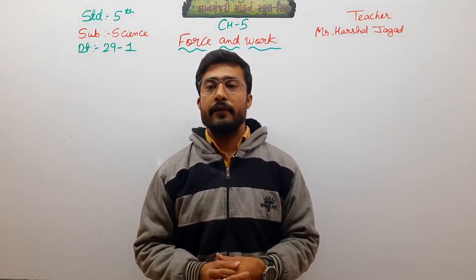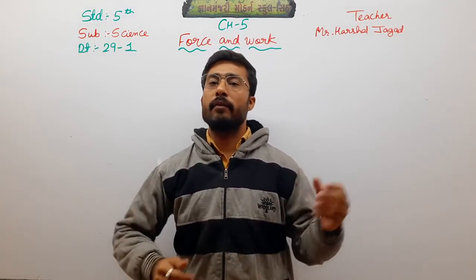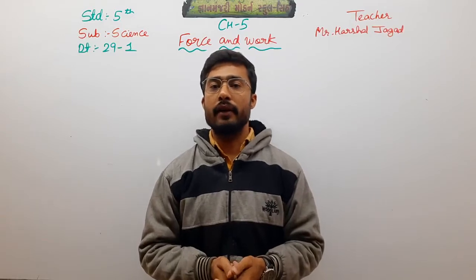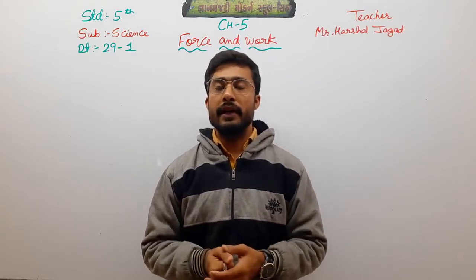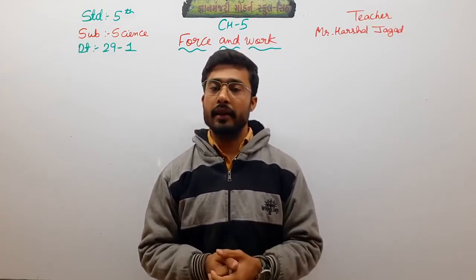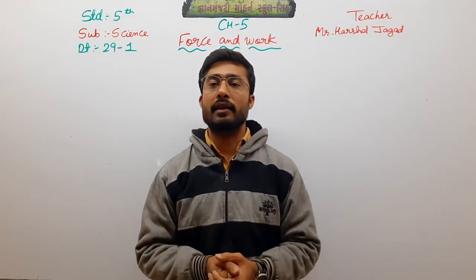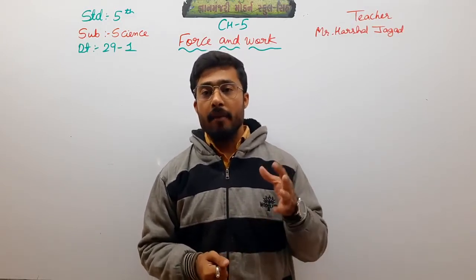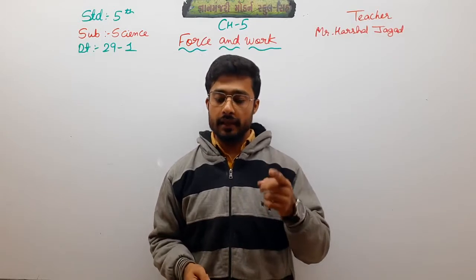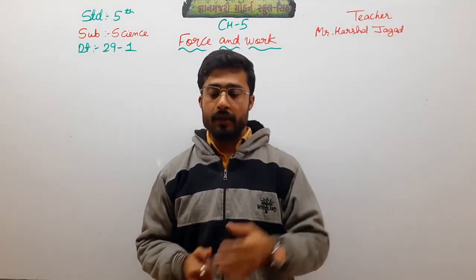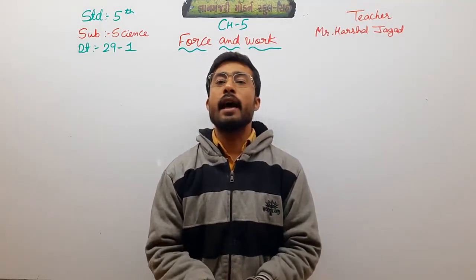In the previous videos, we have been going through chapter number 5, that is force and work. In the previous video, we were talking about machines. In that, we classified the simple machines, and we have seen the lever and the pulley.